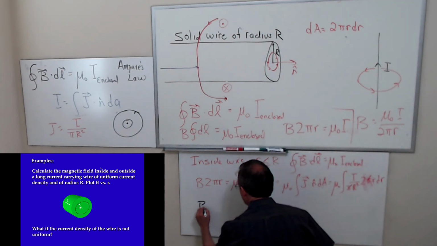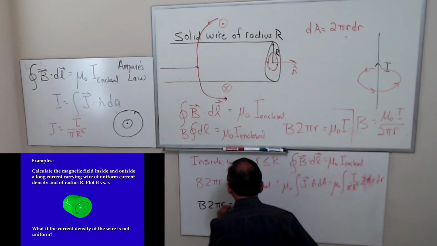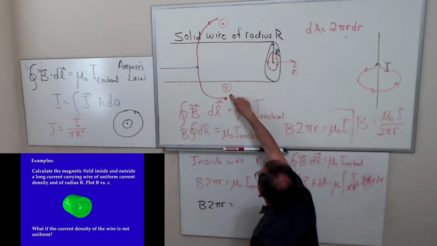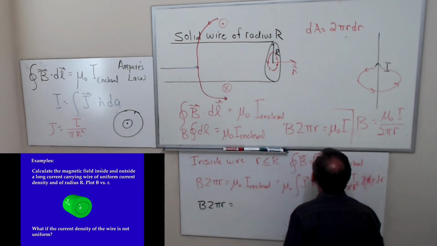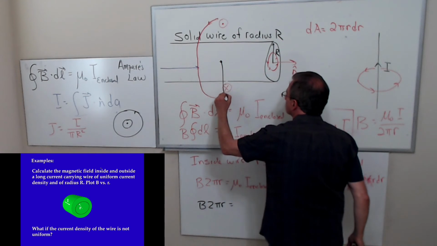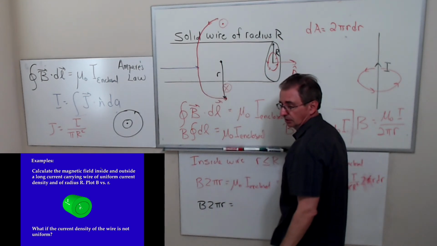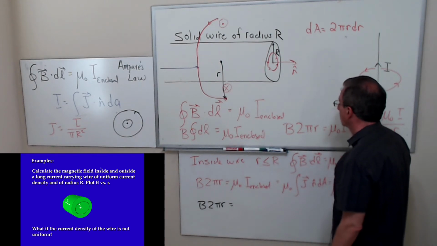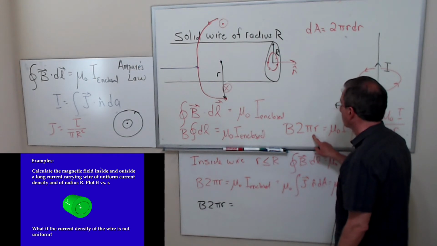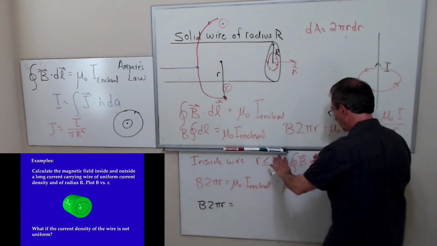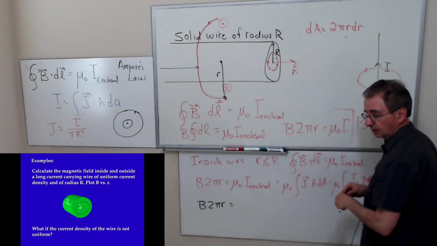Wait, shouldn't that R on the upper board be capital? Up here? That's on the outside, because if we're outside, we're at a distance bigger than R. The radius, this is the radius of the circle. You're talking about this R? Yeah. That's this R. Oh, okay. That's the first part. The second part is down here.